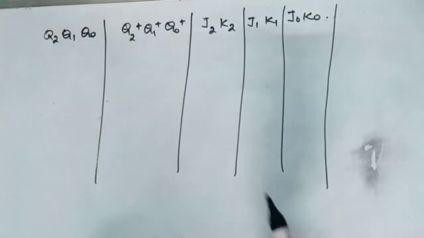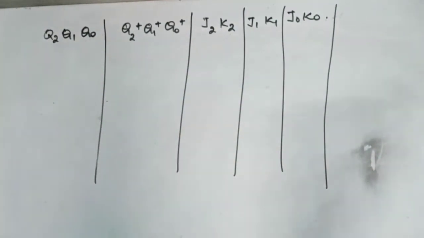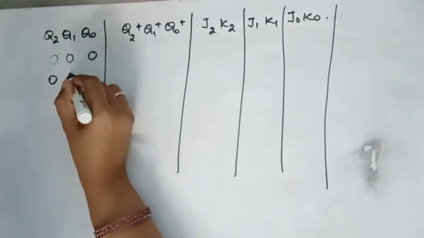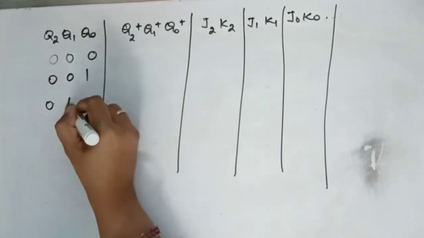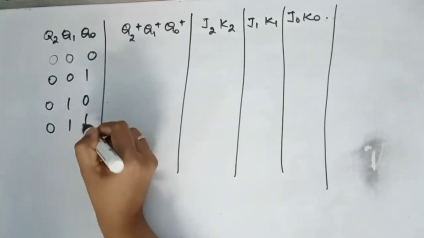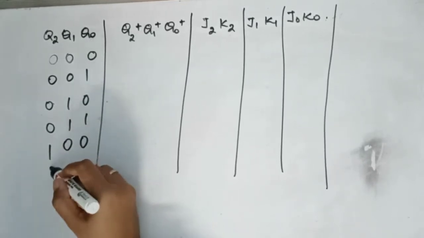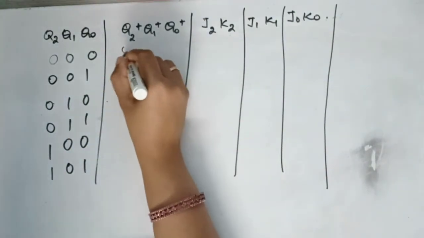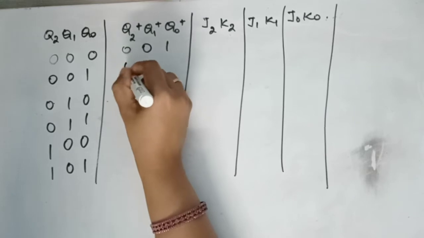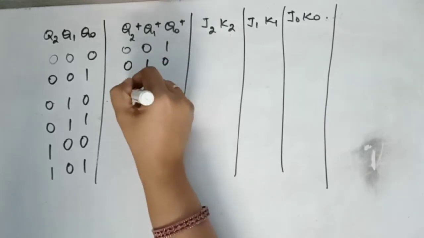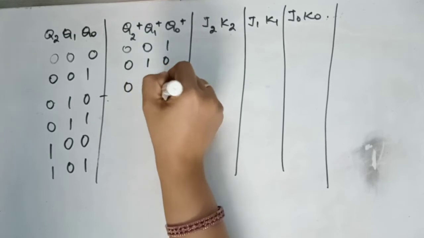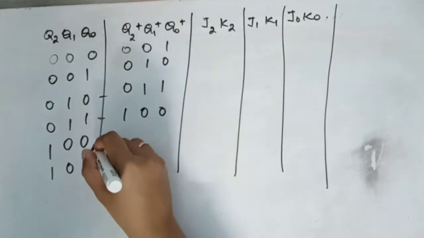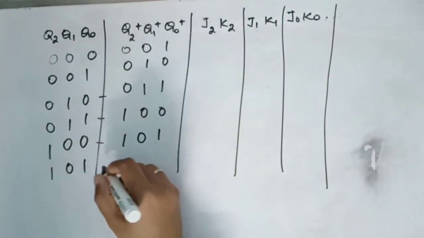So the present states will be 0 to 5. So 0, 1, 2, 3, 4, 5, then it will repeat. So 0 next state will be 1, 1 next state will be 2, 2 next state will be 3, 3's next state will be 4, 4 next state will be 5, 5 next state will be 0.